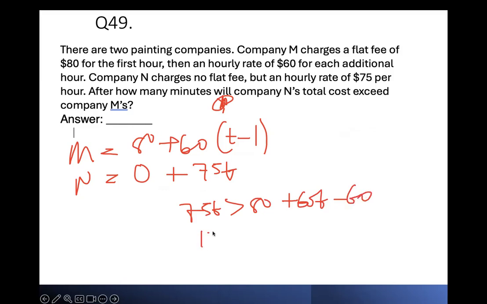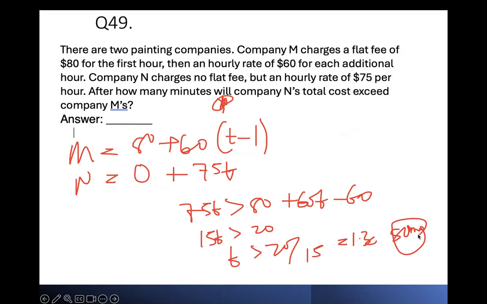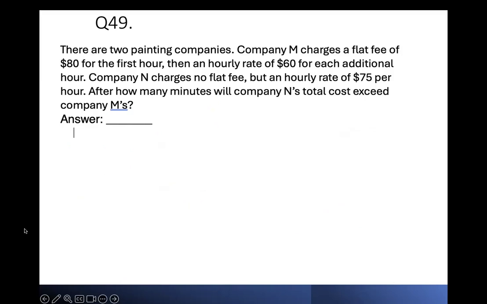Right? This will be 15T greater than 20. T has to be greater than 20 over 15, and that's our answer. After this particular time, this is going to give you 1.3, and you calculate times 60, that will give you 80 minutes. After 80 minutes, N is making more money than M. That's the key.